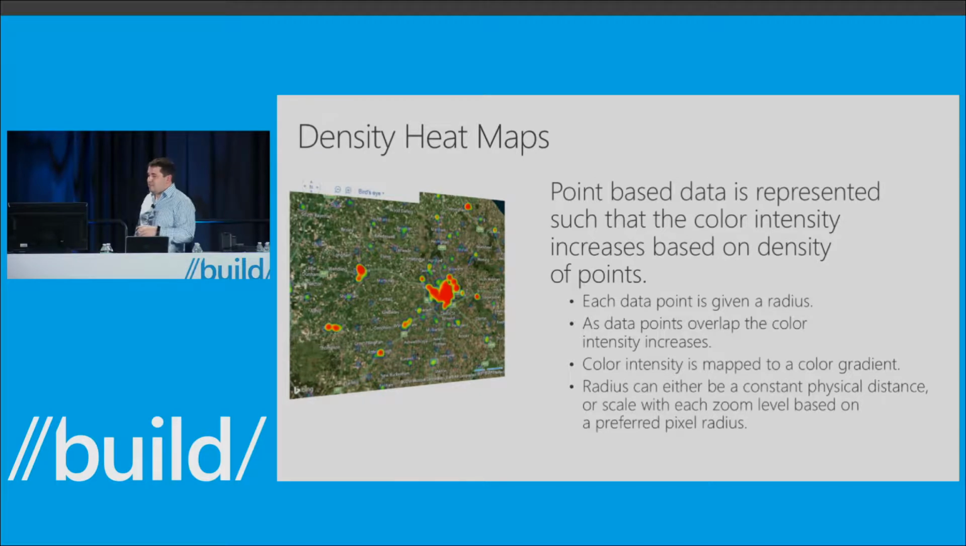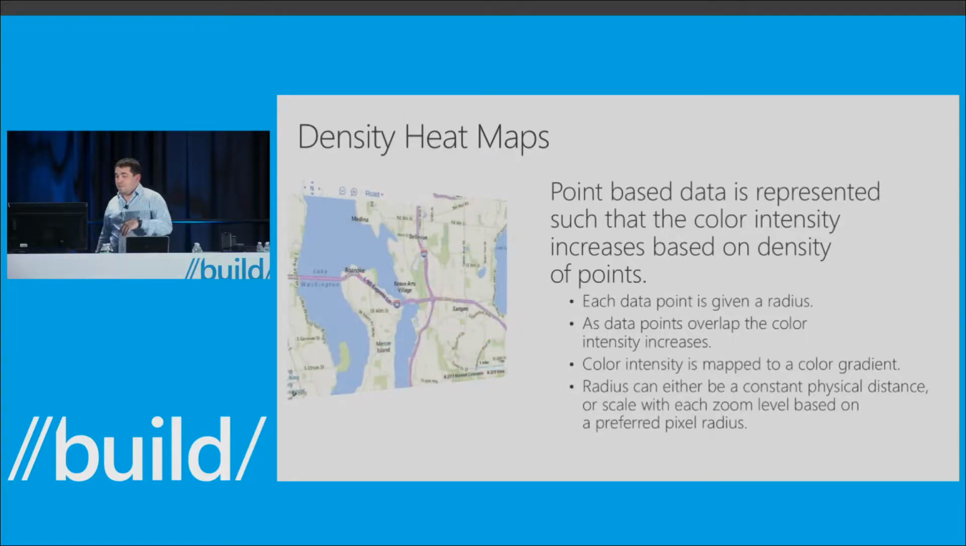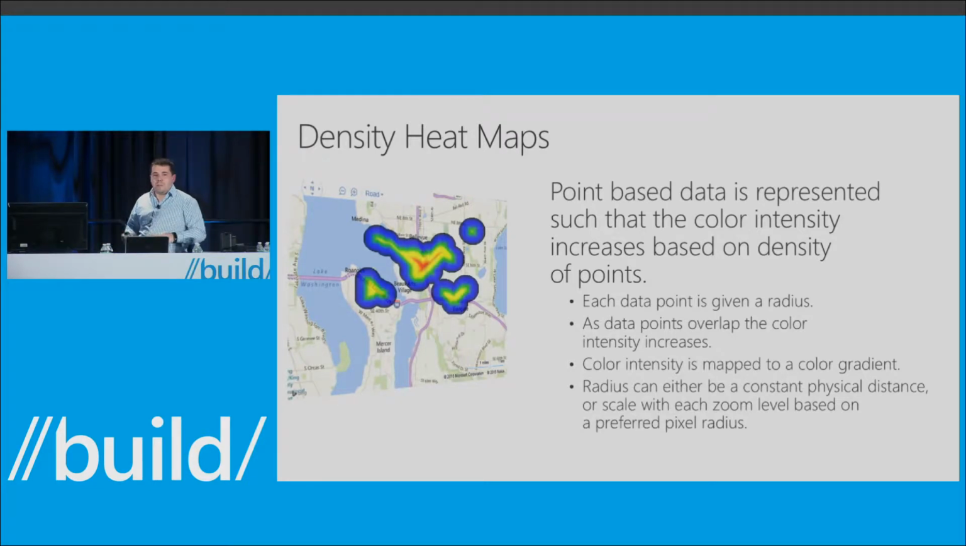Density heat maps are similar to the idea of clustering, where you start grouping data and then uniquely identifying it based on the density of the data or closely related push pins. The way the heat maps work here is you start taking every data point, give it a little gradient circle, and as those circles overlap, they start creating darker and darker areas. We then map that gradient color or that transparency of that gradient to another color gradient. And then that generates that nice heat map like that.